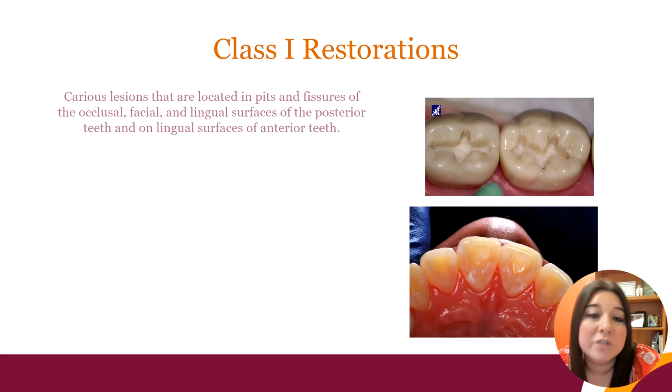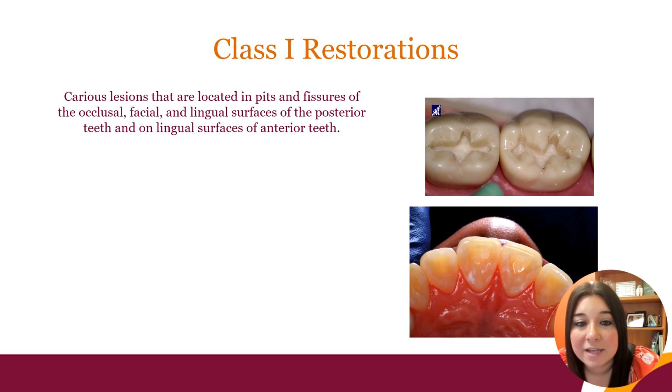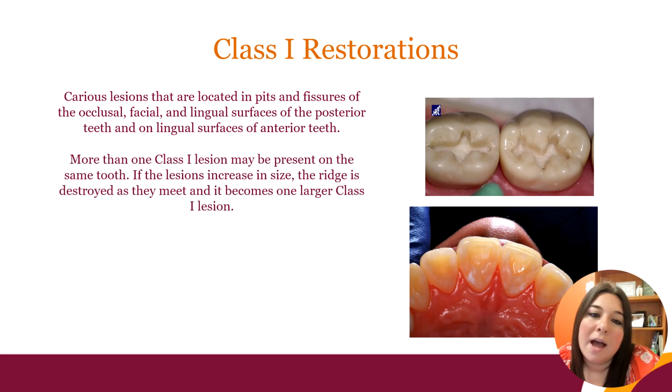Class 1 restorations are carious lesions that are located in the pits and fissures of the occlusal, facial, and lingual surfaces of the posterior teeth and on lingual surfaces of anterior teeth. So class 1 is going to be on the biting surface. More than one class 1 lesion may be present on the same tooth, especially for molars. There could be 2 separate class 1 lesions on the mesial and the distal. If the lesions increase in size, the ridge is then destroyed as they meet in the middle, and then it becomes just one large class 1 lesion.